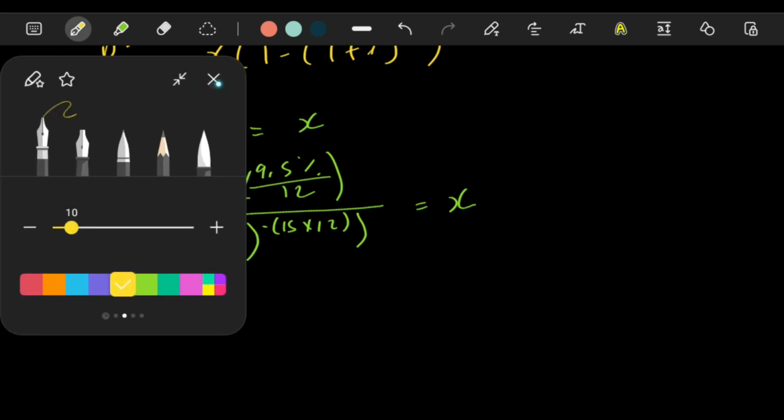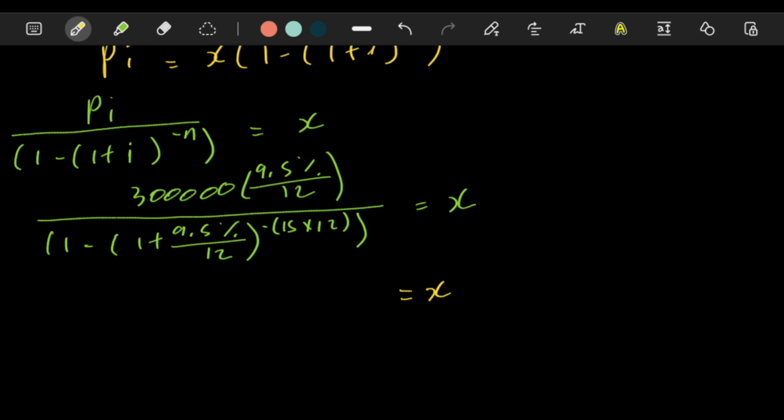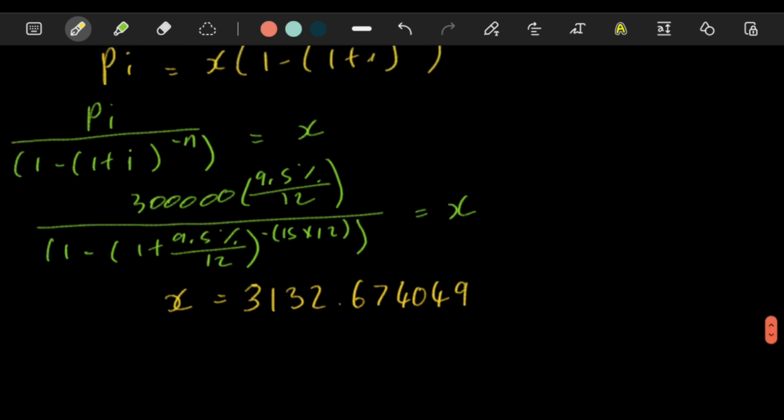Anyways, in the calculator, let's see what the monthly installment is. Okay, so the monthly installment is about 3,132.67. Oh yeah, this is the monthly installment.